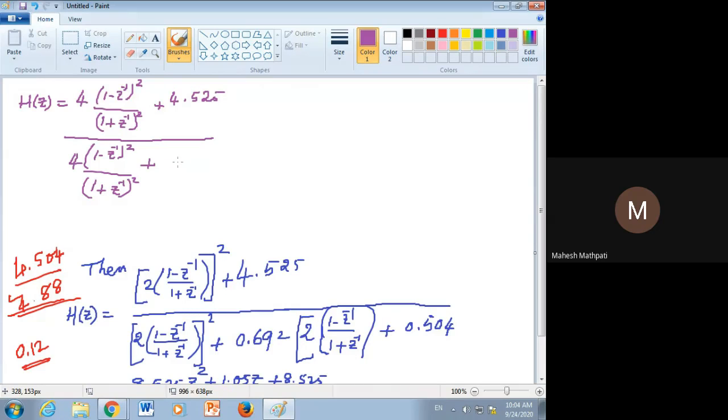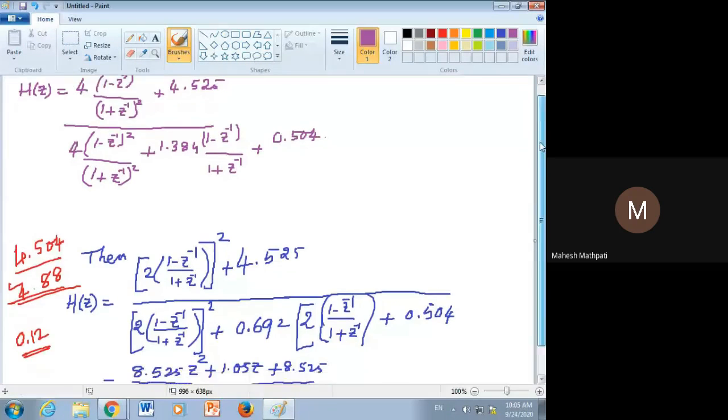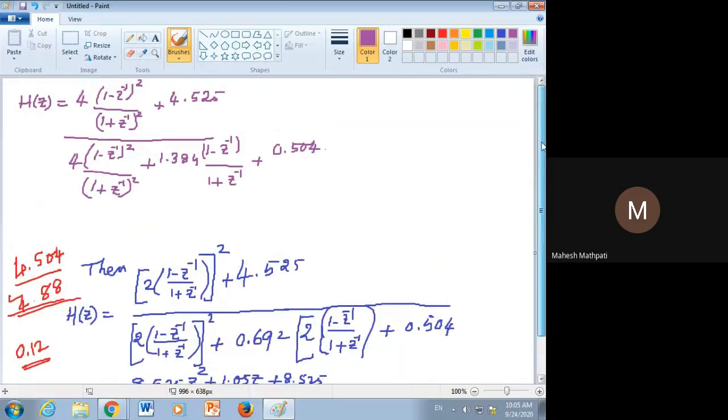Just tell me the value of 2 into 0.692. 1.384. It is 1.384 into (1 minus z inverse) divided by (1 plus z inverse), then plus 0.504. Okay? Hope you understood this step. Any difficulty here? No, sir. Then I will move to the next part.